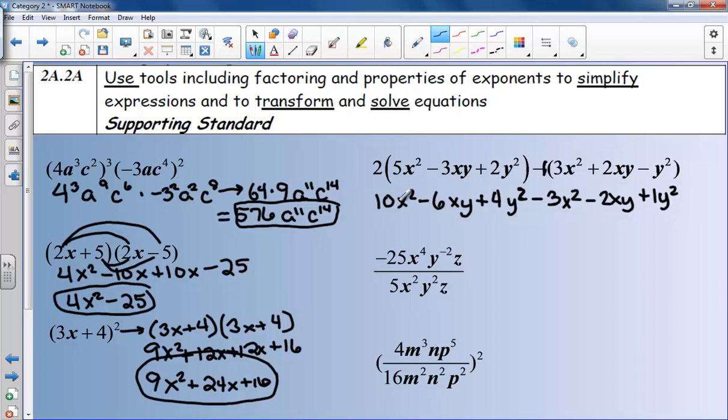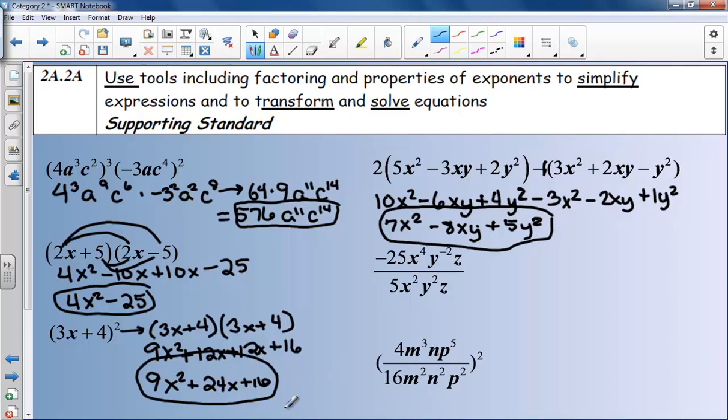So I'm going to put my x squared terms together. I had 10 here, and I have a negative 3 here, so 10 minus 3 gives me 7x squared. I have a negative 6xy and a negative 2xy here, so that's a total of negative 8xy's. And then I had 4y squared and another y squared, so I have a total of 5y squared terms. And that's going to be simplified there.